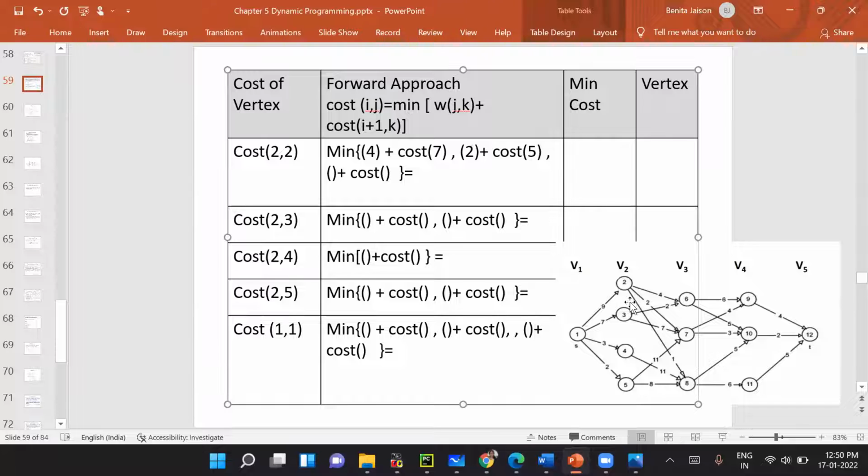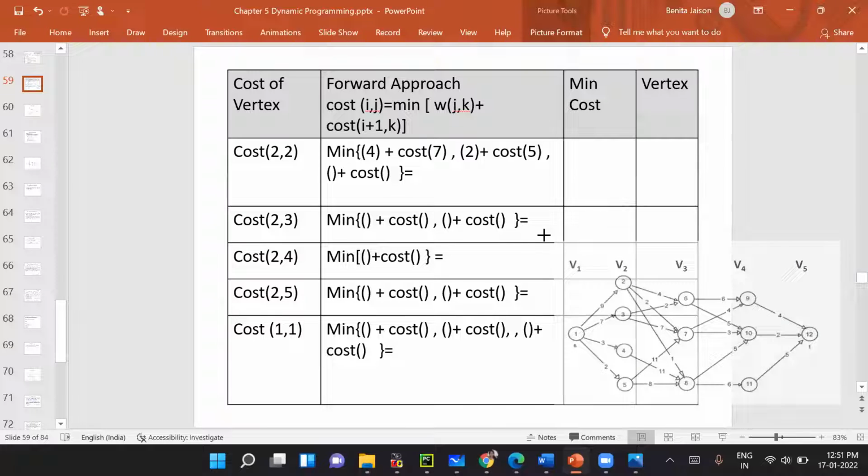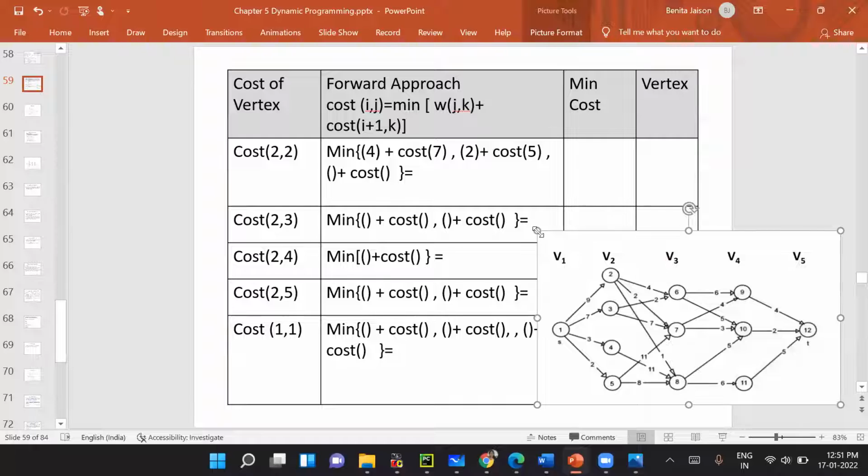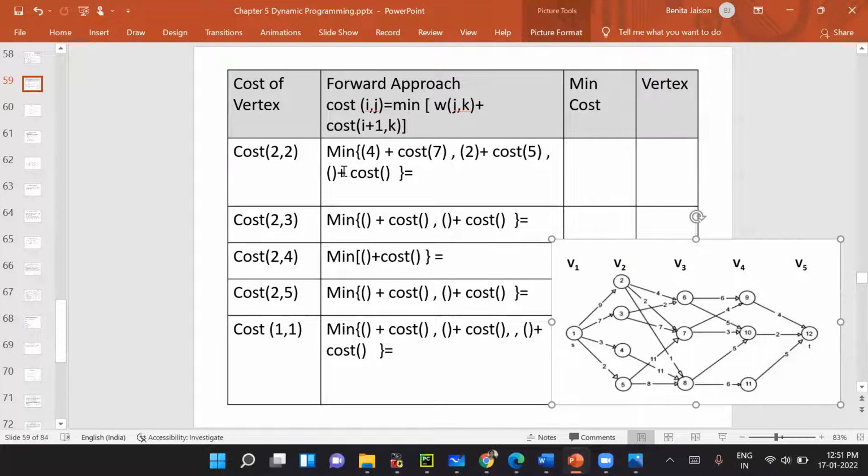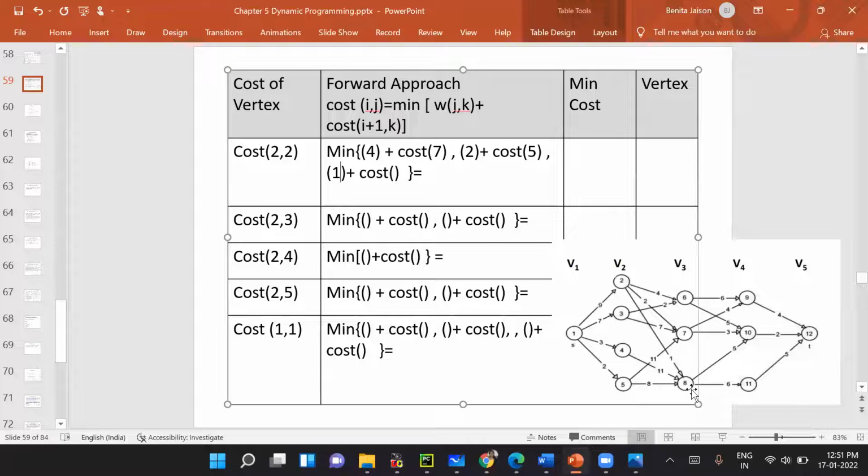Now, which is the third edge starting from 2? It is towards vertex 8. What is the cost of this edge from 2 to 8? It is 1. Right? It is very small. So we are writing it as 1. What is the cost of vertex 8? From the table you can see it is 7.